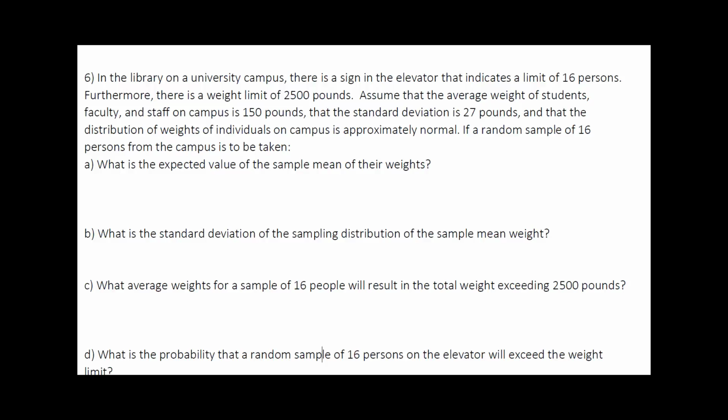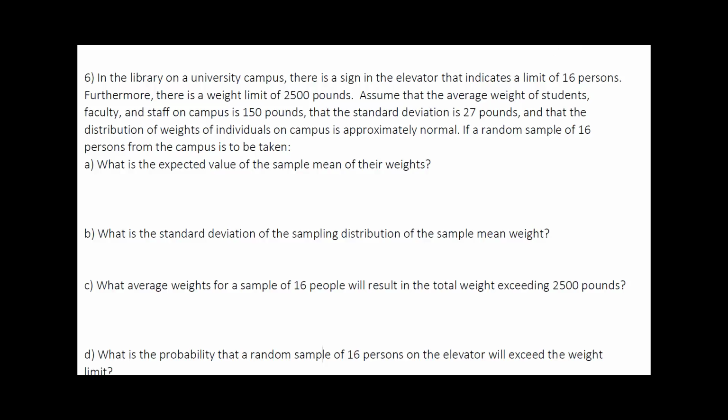If a random sample of 16 persons from campus is taken, what is the expected value of the mean sample of their weights? Well, this is a sample distribution of a normal distribution. So if I expect on average each person to be 150, then I'd expect 16 people to be 150. So part A is 150.